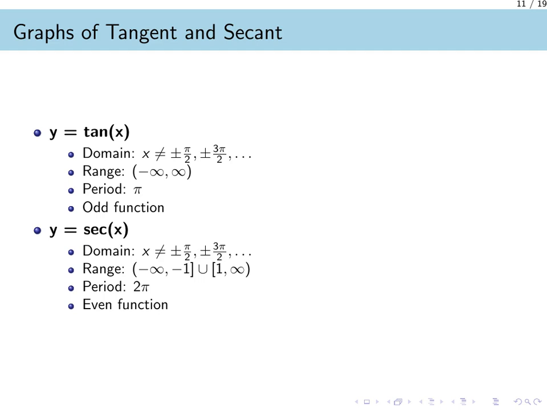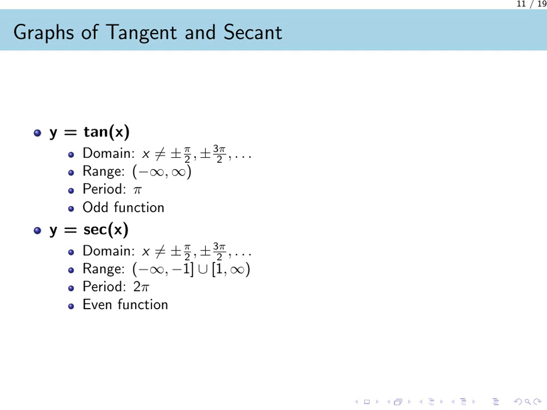Because of this, its range includes all real numbers, and its pattern repeats every pi radians. Tangent is also an odd function, meaning it has origin symmetry. The secant function, which is 1 over cosine of x, shares the same domain and asymptotes as tangent.